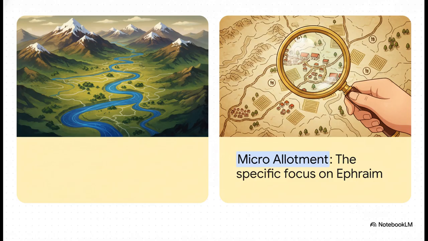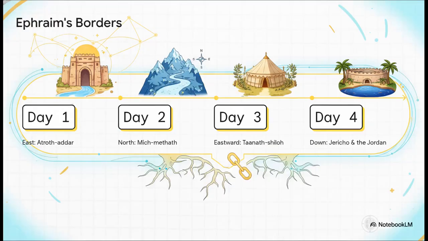Verse 5 tells us the border of their inheritance eastward was Ataroth Addar, going up to upper Beth Horon. We're moving from the broad whole house territory directly into the specific family lands. Verses 5 through 7 trace Ephraim's eastern and northern borders, honestly, like following GPS on an ancient map.